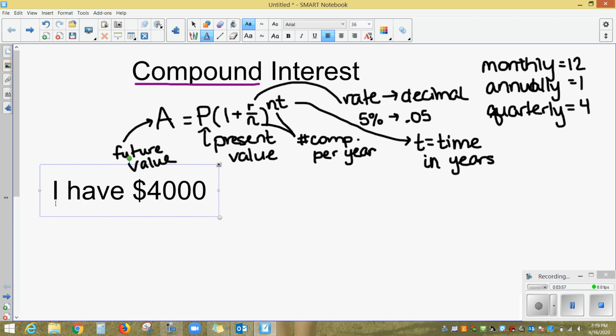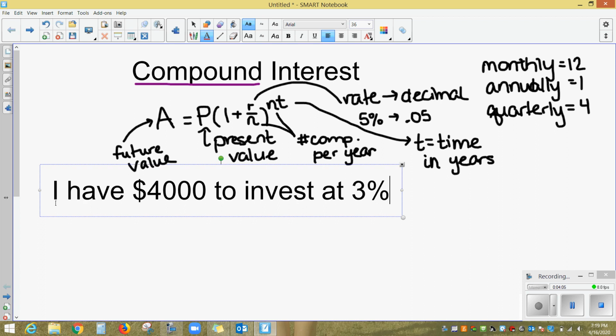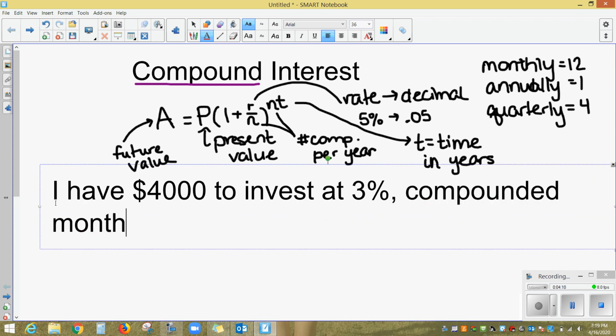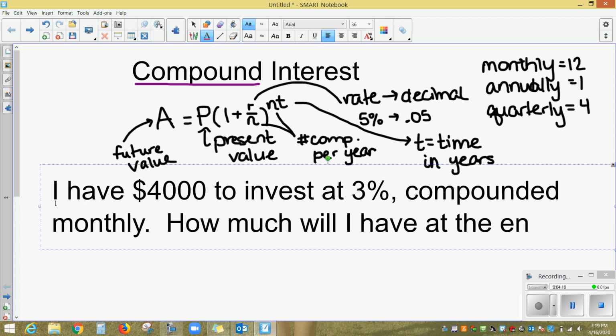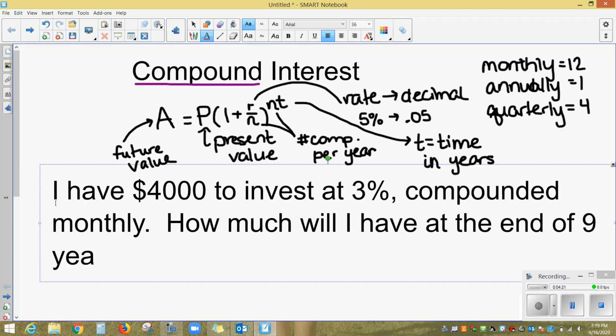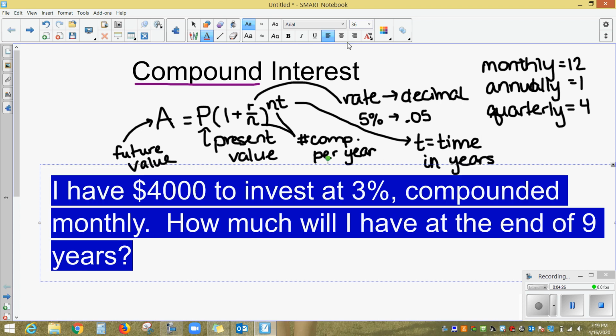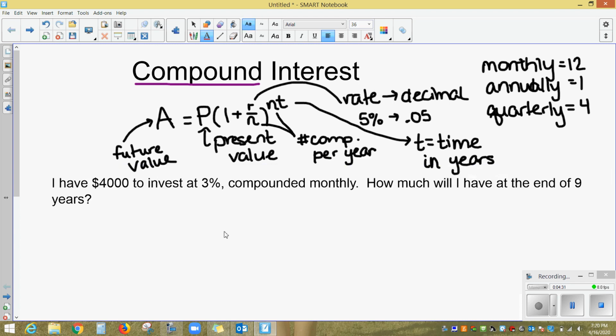and I want to invest that in an account that earns 3% interest. Let's say I'm told my money is compounded monthly. I want to know how much I'll have at the end of 9 years. Okay. So I walk into the bank today with $4,000. I'm told that I can earn 3% interest on that. So if you find that bank, you let me know, because that's hard to come by anymore.